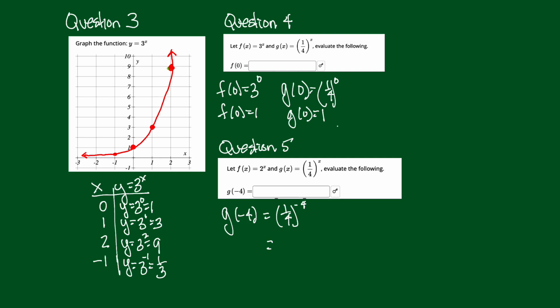Now you remember our discussion on this. If you have a fraction raised to a negative number, you can change the negative on the exponent just by flipping the fraction over. So I'm going to get 4/1 to the +4, but that's just 4 to the 4. And that's 4 times 4 times 4 times 4, which is 256.